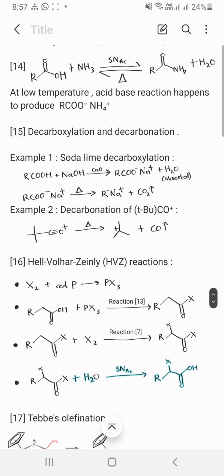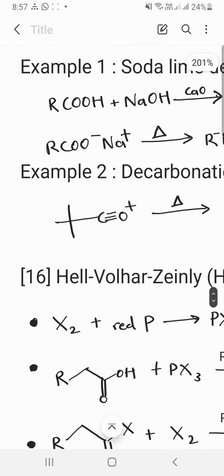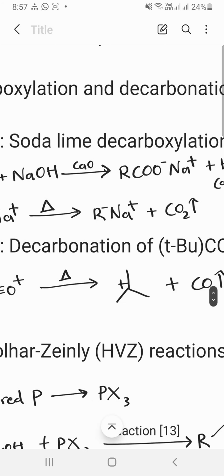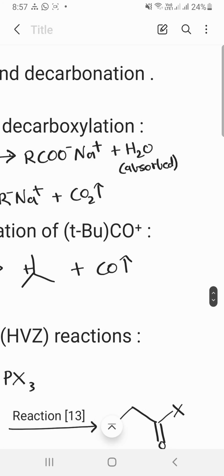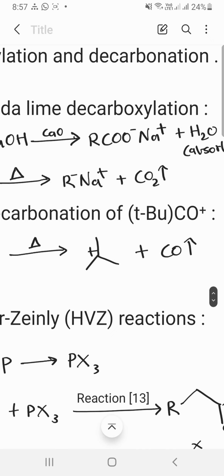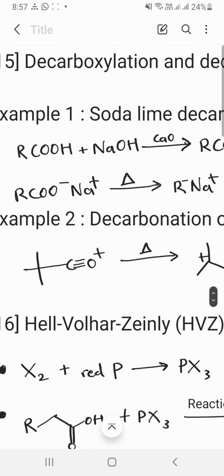You will see this in Friedel-Crafts. When you try to acylate using tert-butyl COCl, you won't be able to do it. Instead, you will get an alkylation because it just doesn't do it, of course.